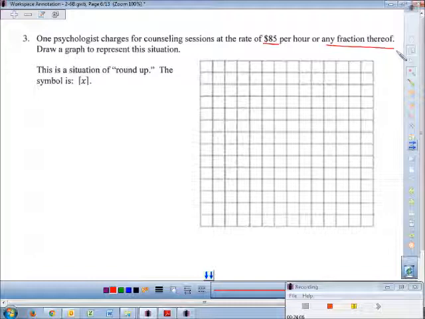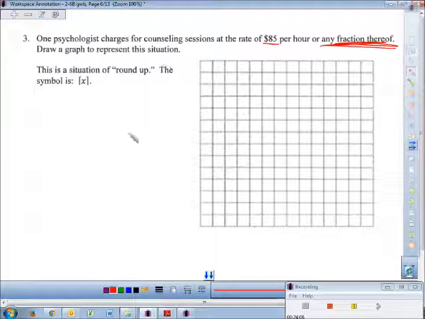Cell phone problems. How many minutes do you use? Say I was on the phone for 2.5 minutes. What did they really charge you for? 3 minutes, because it's any fraction thereof. They're going to round you up. So that's what that any fraction thereof means.